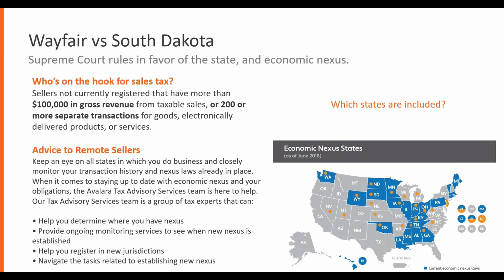But our talk track and advice, if you will, is to look at all the states where you do business regularly. If you're trying to stay up to date with the economic nexus, you can utilize Avalara and our tax advisory services team, where again, we can do a nexus study. We can monitor your transactions. We can help determine where you have nexus. We can look at your sales on a monthly or quarterly basis to see if you've hit or triggered some of those thresholds. And then also we can help get registered in those new jurisdictions.